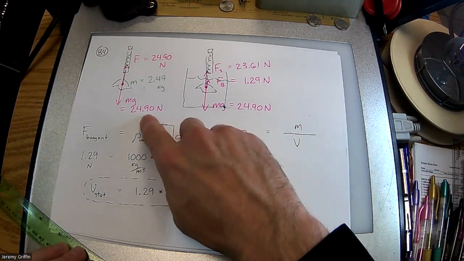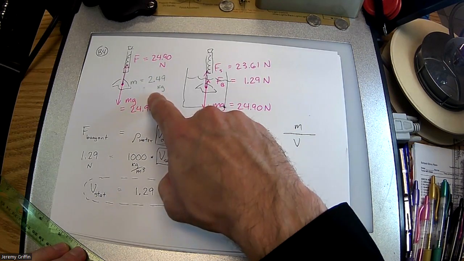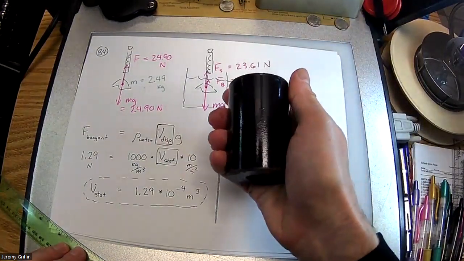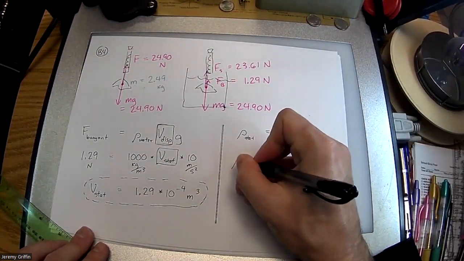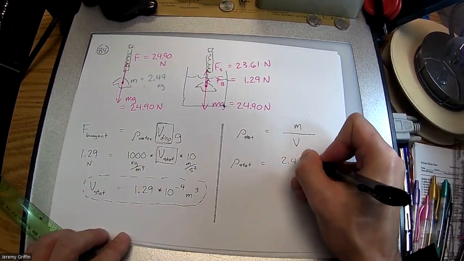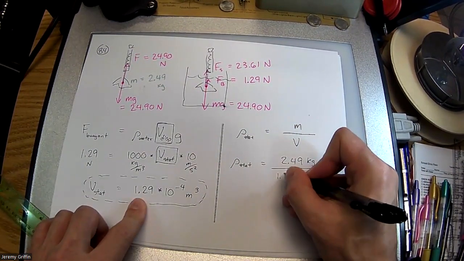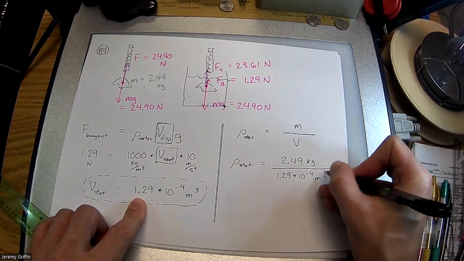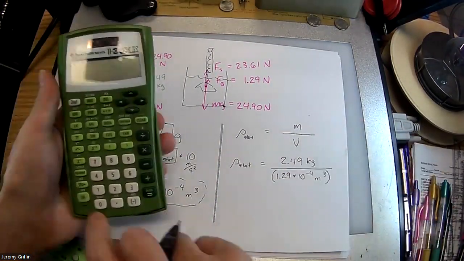Here, do you have the weight of your statuette? The weight divided by 10, and that's the mass in kilograms, like 1 kilogram weighs 10 newtons. Okay, time to substitute some numbers. So the density of the statuette: I got a 2.49 kilogram statuette occupying 1.29 times 10 to the negative 4 cubic meters. It's kilogram per cubic meter. Maybe I'll throw that in parentheses for the calculator.